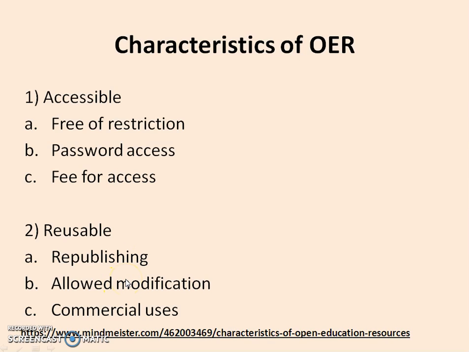Second one is reusable. In reusable, we have to check republishing, allowed modification, and commercial usage. If somebody has used the data, after using it, is it possible to republish the data or not? Second is allowed modification: whether we are allowed to modify that data or not, that we have to check. Third one is commercial usage.